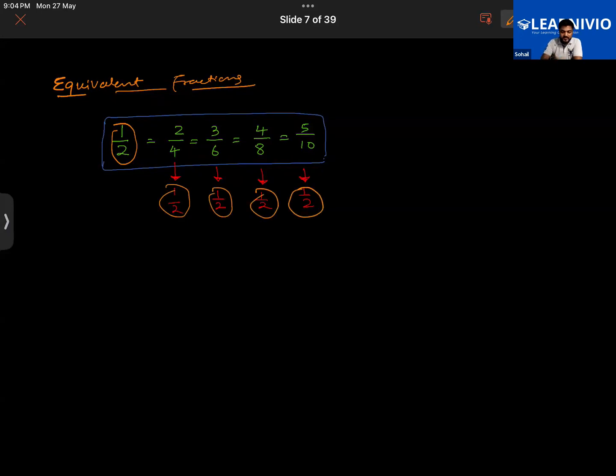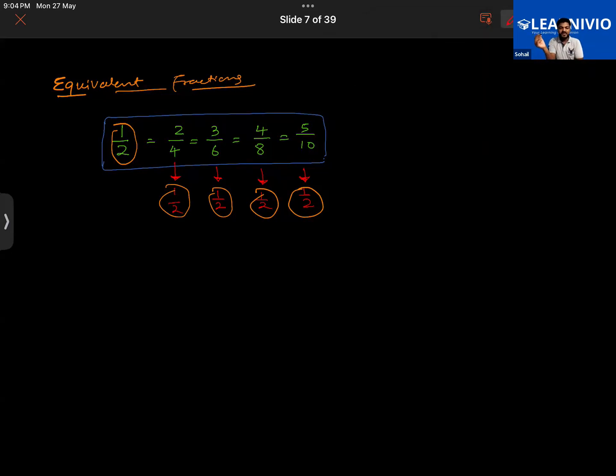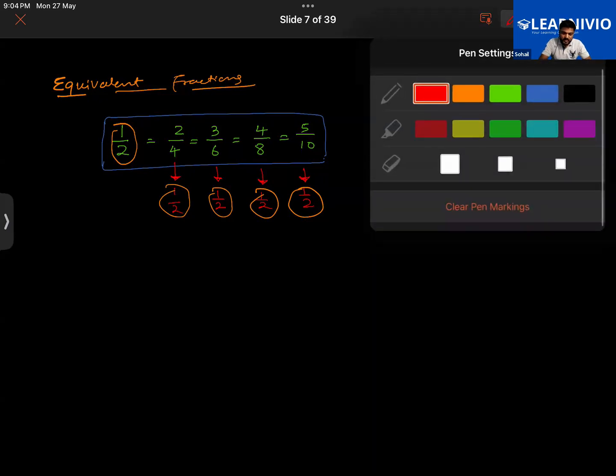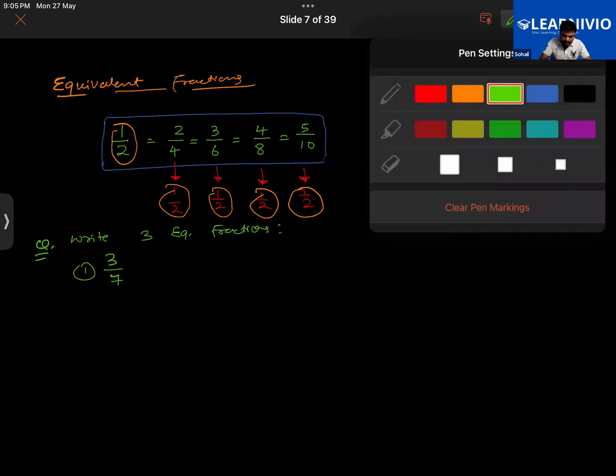Yes. Right, so such fractions are called equivalent fractions. So, for example, you have a question. Let's say the question says that you need to find some equivalent fractions. For example, I am asking you to write some equivalent fractions for 3 upon 7. Question says write 3 equivalent fractions for this given number. What you can do?